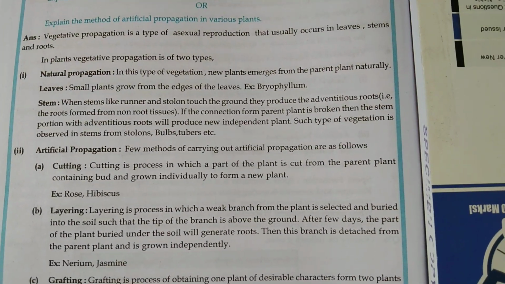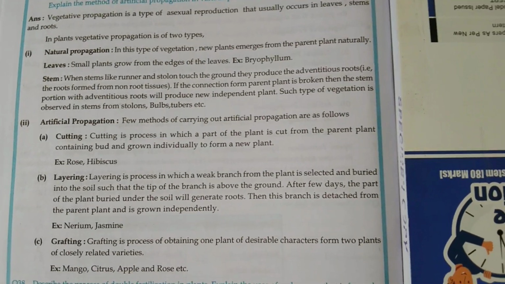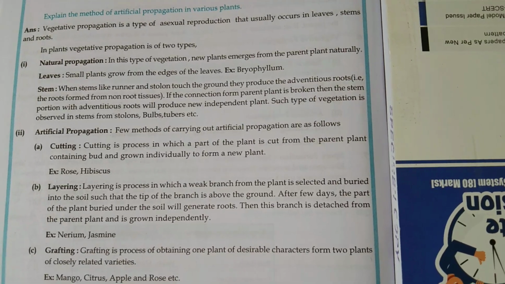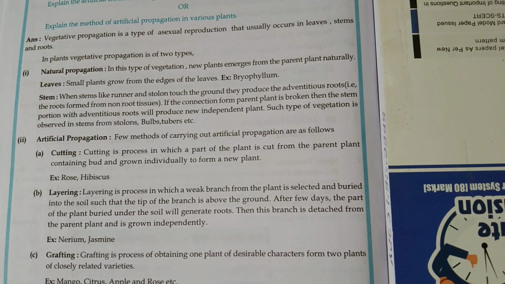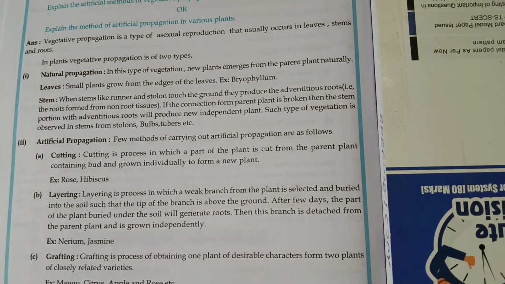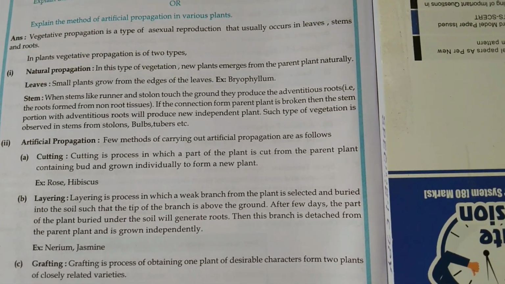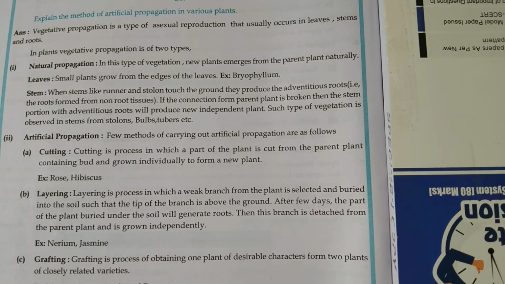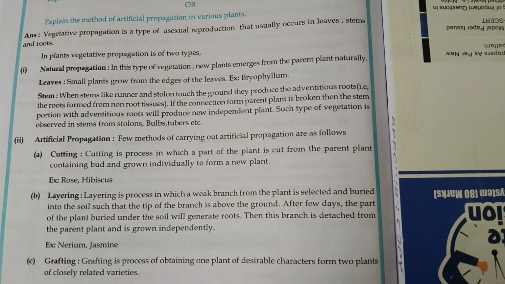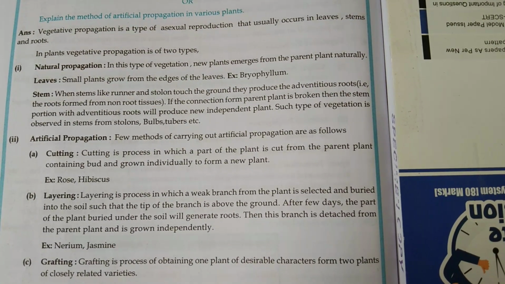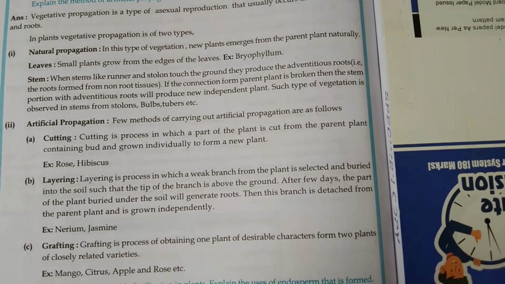A few methods of carrying out artificial propagation are as follows: cutting, layering, grafting. Cutting is a process in which a part of the plant containing a bud is cut from the parent plant and grown individually to form a new plant. Example, rose, hibiscus. Layering is a process in which a weak branch from the plant is selected and buried into the soil such that the tip of the branch is above the ground. After a few days, the part of the plant buried under the soil will generate roots. Then this branch is detached from the parent plant and is grown independently.